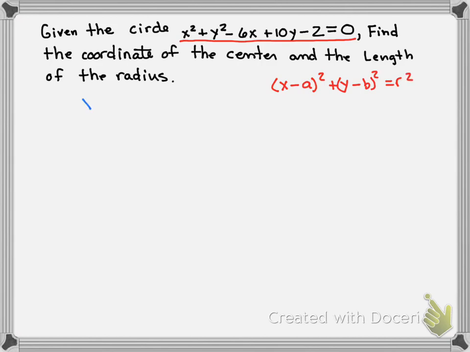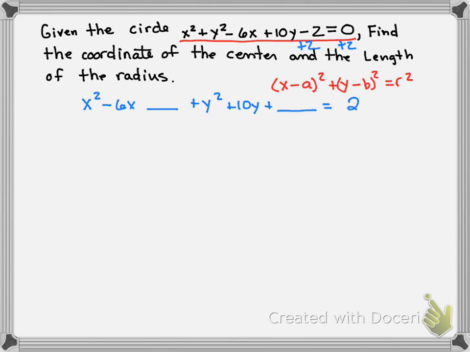The first thing I'll do is reorder the x squared minus 6x, and I'm going to leave a blank for that perfect number that completes the square, plus y squared plus 10y plus a blank, and I'm going to add this 2 on both sides so that we're all equal to 2.